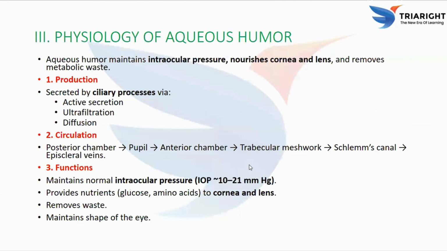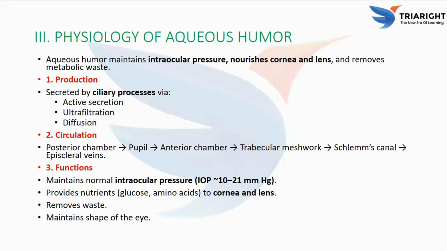Then what is the physiology of the aqueous humor? So aqueous humor, what is it? It is a clear fluid in the anterior part of the eye. It is essential for maintaining the intraocular pressure, nourishing the cornea and lens, and removing metabolic waste. Remember, the cornea and lens are avascular, meaning there is no blood supply within the cornea and lens. So aqueous humor is their blood supply.